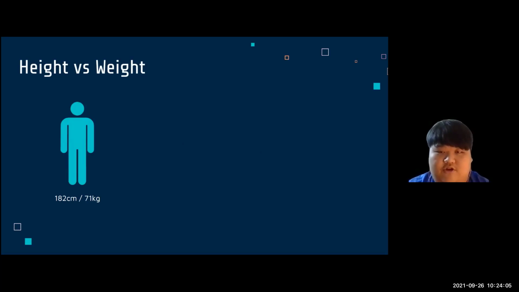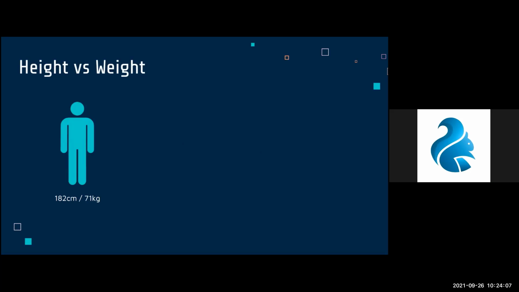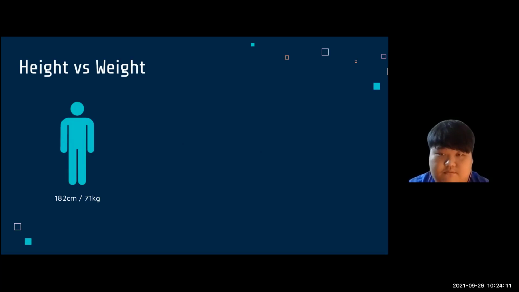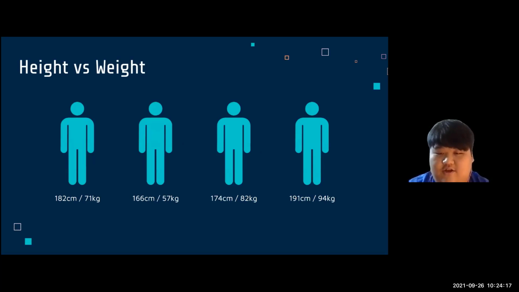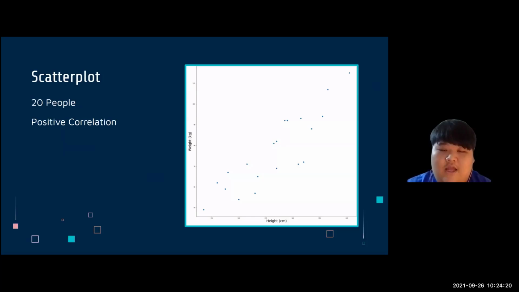For example, there could be a person who has a height of 182 centimeters and weight of 71 kilograms. And there could be 166 and 57 kilograms, and on and on. So I made sample data for 20 people, 20 heights and 20 weights paired together, and made a scatter plot based on this.